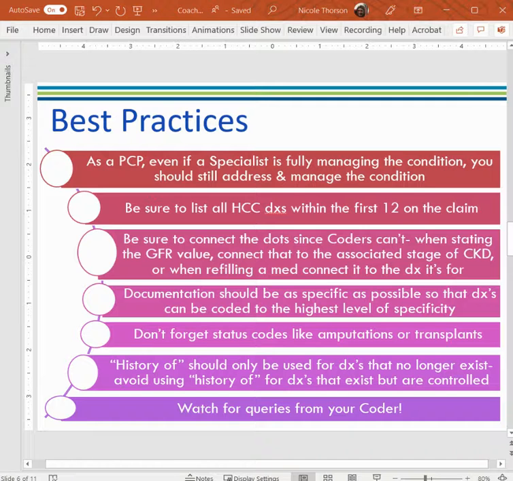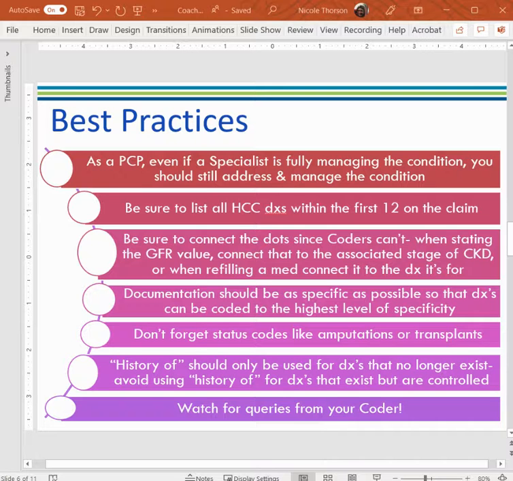As a final point, I did include some HCC documentation best practices. As a PCP, even if a specialist is fully managing the condition, you should still address and document the diagnosis, even if it's something as simple as stating seeing pulmonology for COPD.